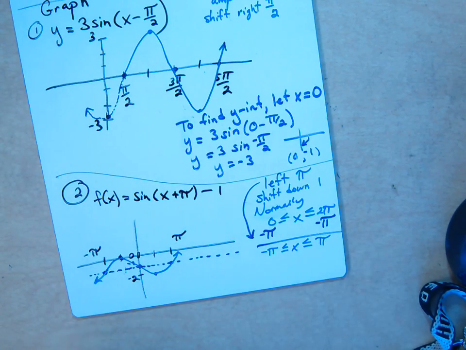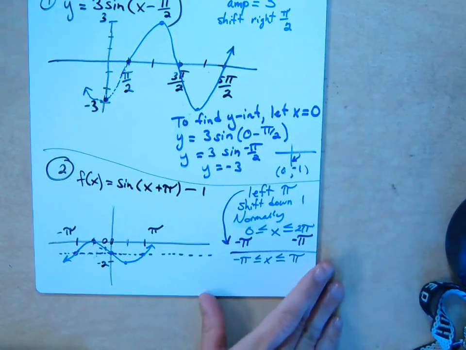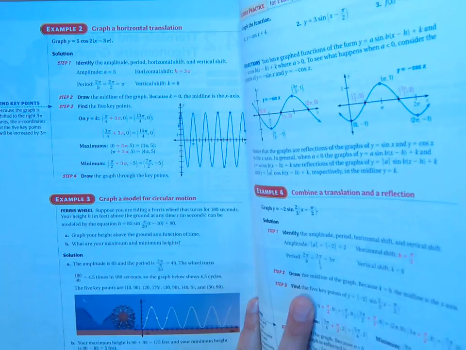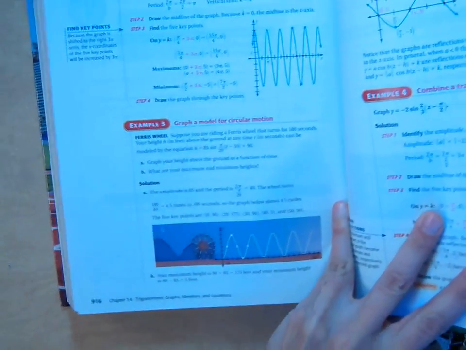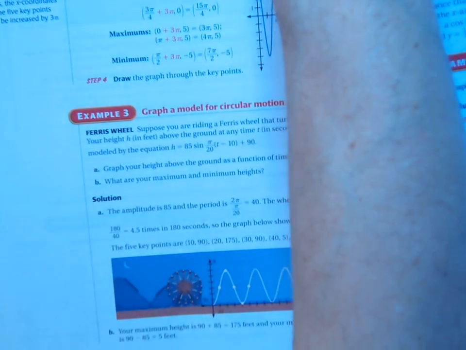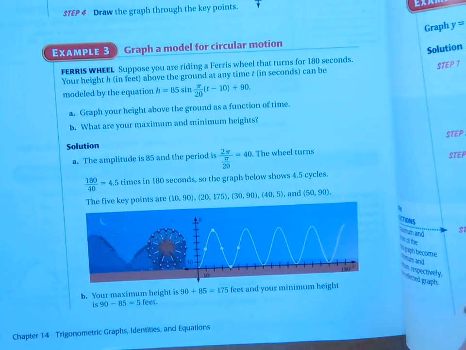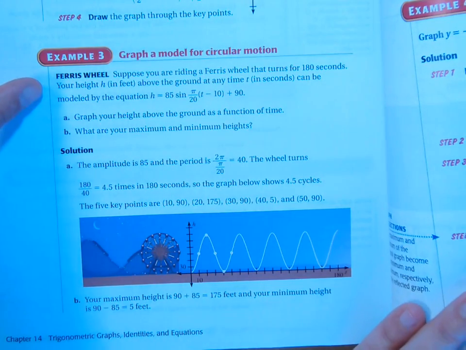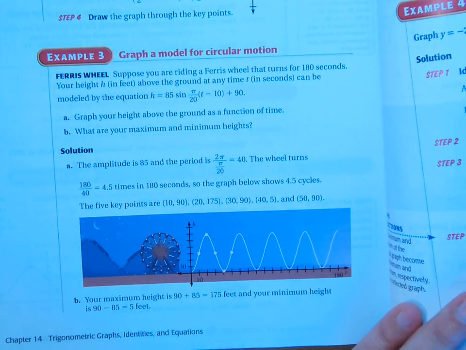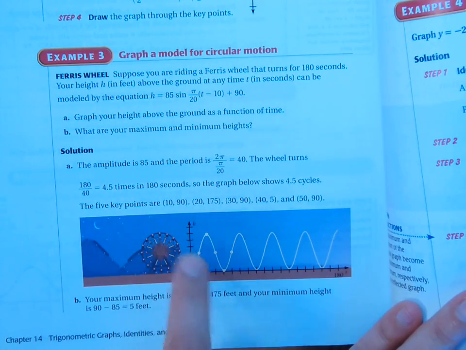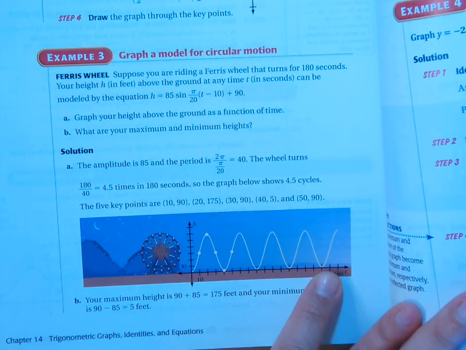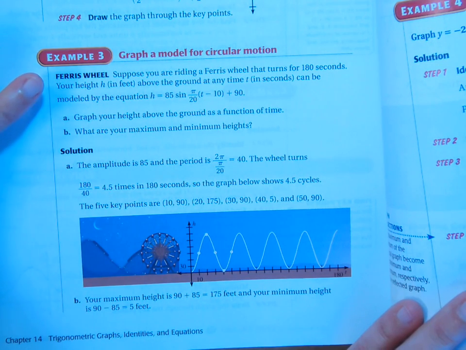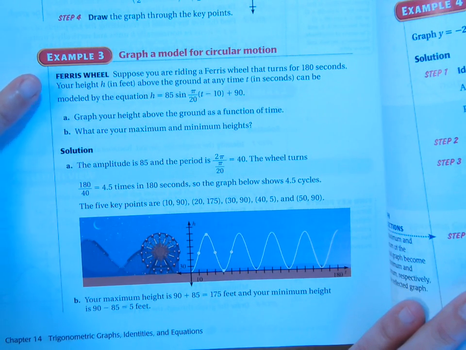Now, the best part, of course, is the applications. So let's look at a Ferris wheel example, and you don't have to copy down the example because it's already in the book. I'll try and zoom in here. Example 3 here. So here we have our Ferris wheel, right? And you can almost visualize as you go around this that you're stretching out, you're graphing that way, kind of like the Touch Trig website I showed you. So you're riding this Ferris wheel, and it turns for 180 seconds.